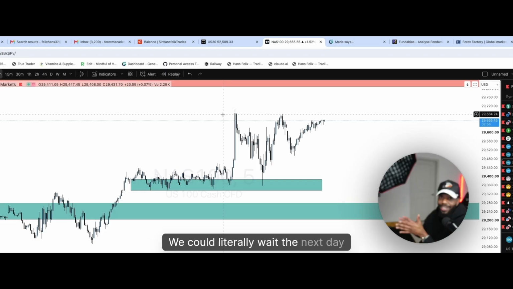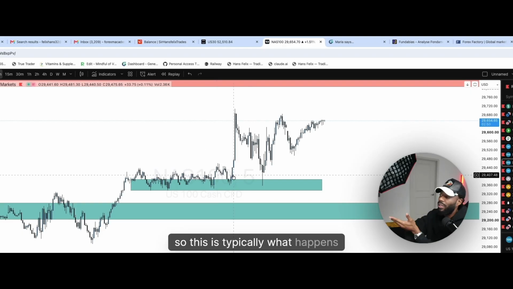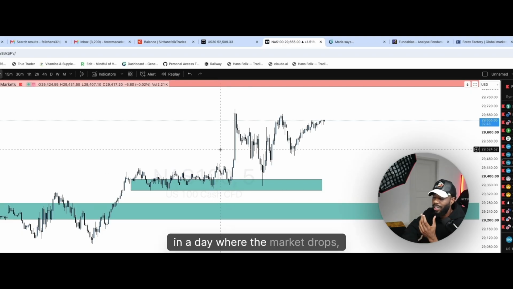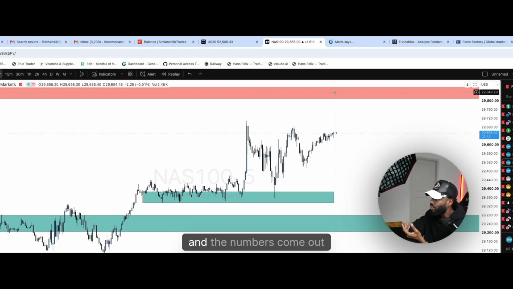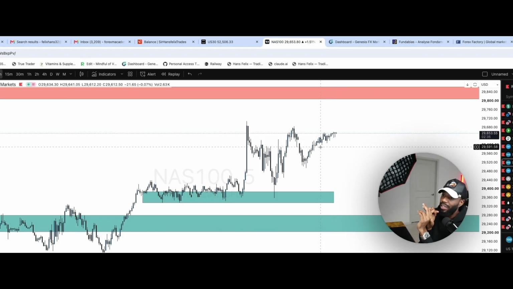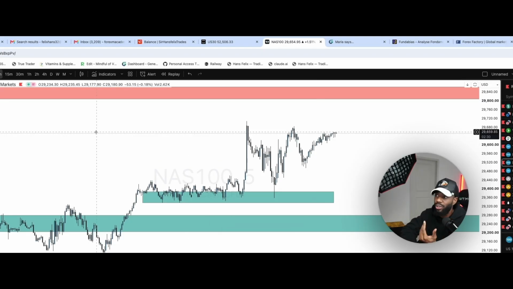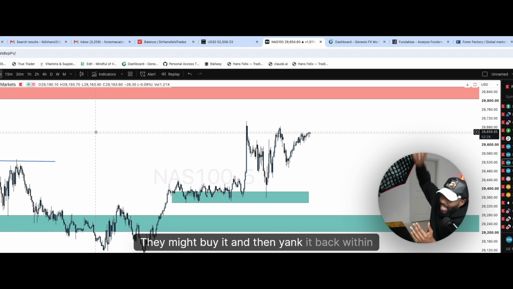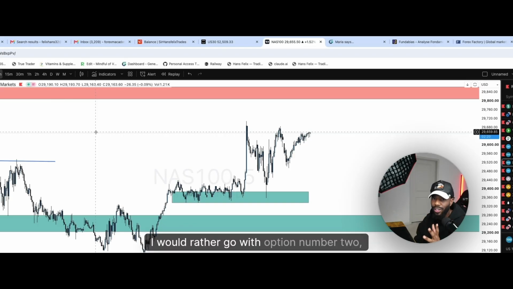We could literally wait the next day and trade just fine. All right. So, this is typically what happens in a day where the market drops interest, core CPI news, and the numbers come out significantly lower than expected. You will see indices buy, you will see gold tend to buy unless we're sitting at a 4 hour structure supply zone. They might buy it and then yank it back within the range. That tends to happen. But if you're going to trade this, I would rather go with option number two.